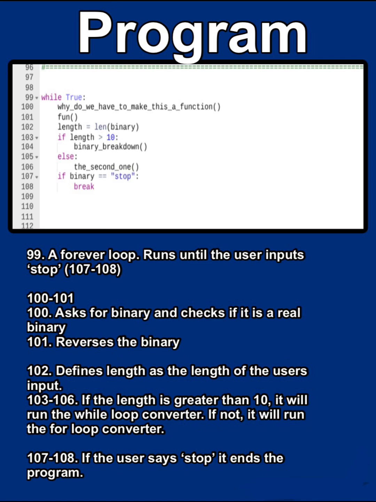If the length is greater than 10, it'll do the function with a while loop to do the calculation. If it's not, then it'll do the function with a for loop to do the calculation. If binary is equal to stop, then it'll break the loop and end the program.